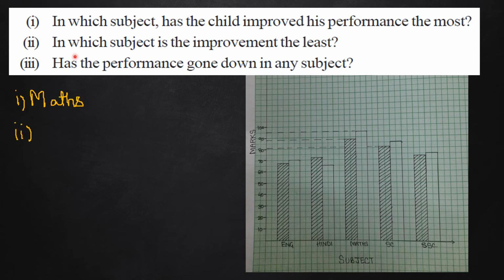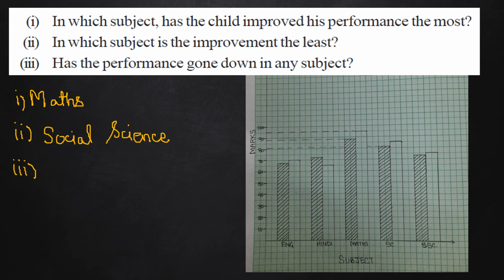Second, in which subject is the improvement the least? Where did you find that the improvement was the least? For this you need to look at English and social science. In social science we can see it's 73 and 75. In English it was 67 and 70. So it improved by 3 marks in English and by 2 marks in social science. So the improvement was the least in social science. We compare among the subjects in which performance has improved, and from there we find out where it improved the least.